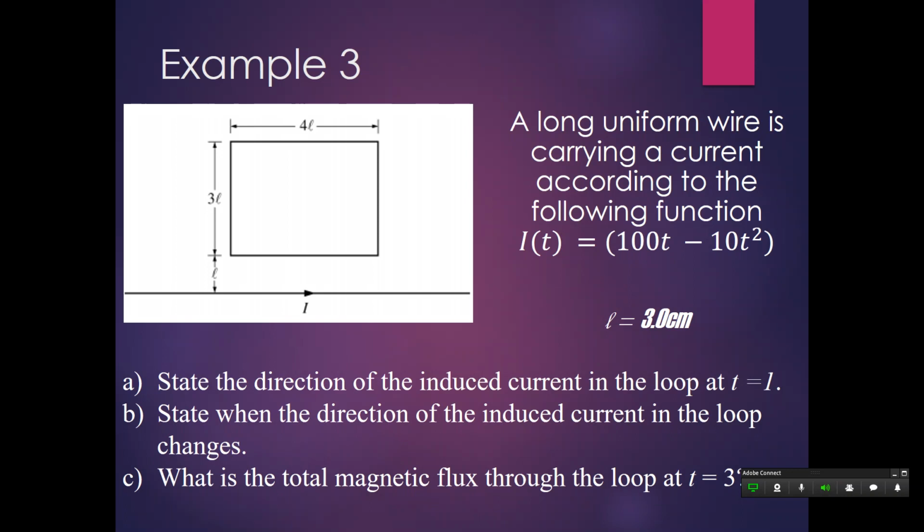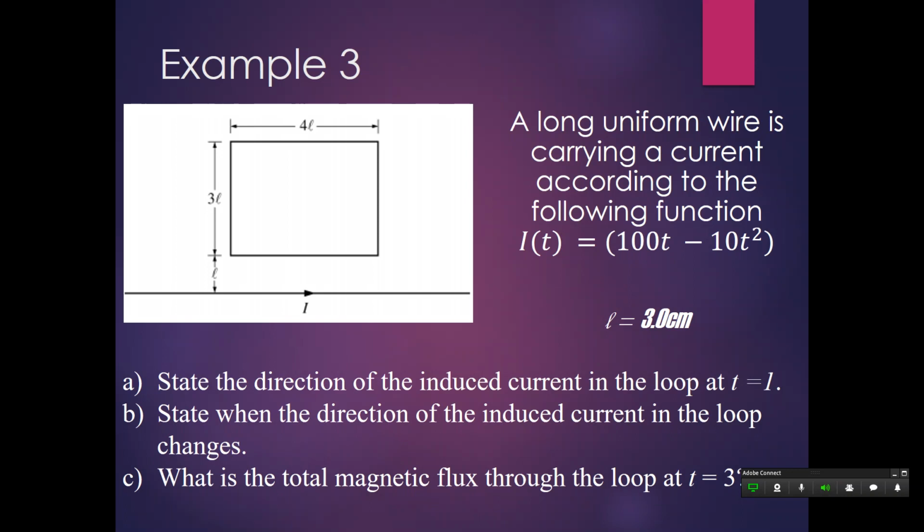At this time here, is the current still positive? Is it still above the x-axis? So the current is still going that way, right? And the magnetic field is still coming towards you. So it's still that. But it's decreasing. Okay, so it's going to become less and less towards you.